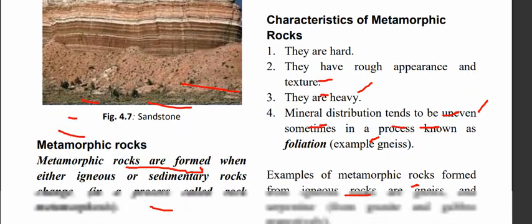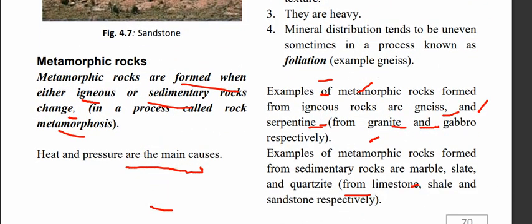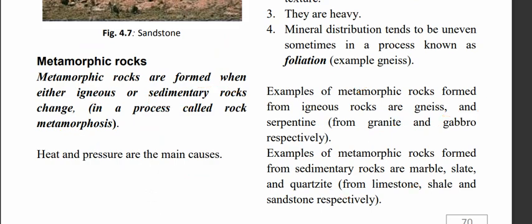Examples of metamorphic rocks formed from igneous rocks are gneiss and serpentine, from granite and gabbro respectively. So gneiss is granite which changed to become gneiss, and serpentine is gabbro that changed to become serpentine. In our next lecture we will actually look at some of these changes.